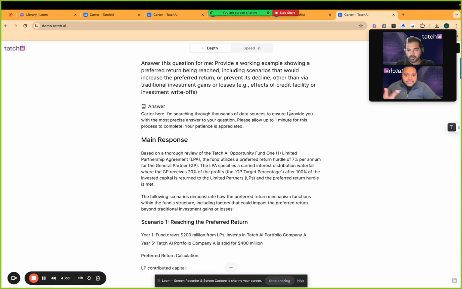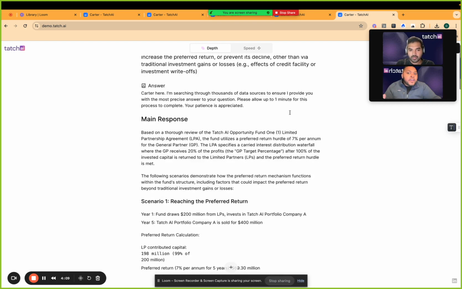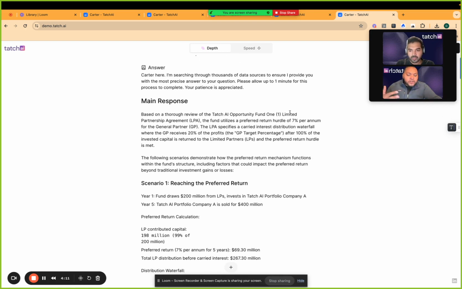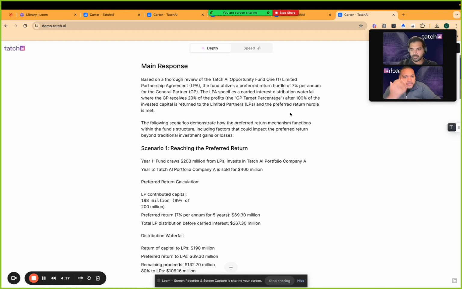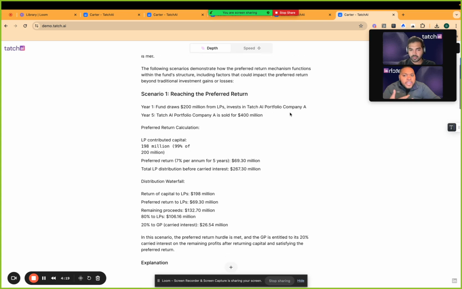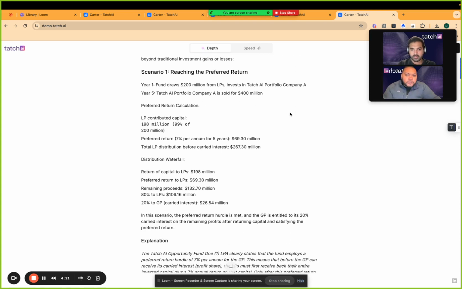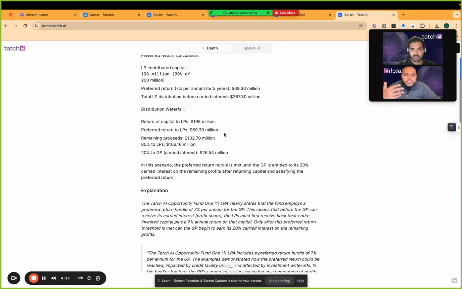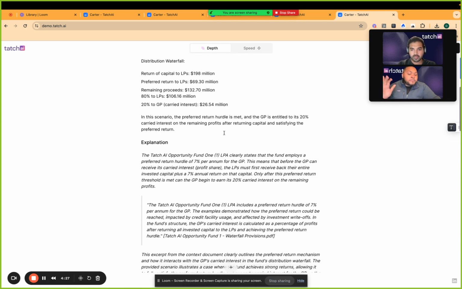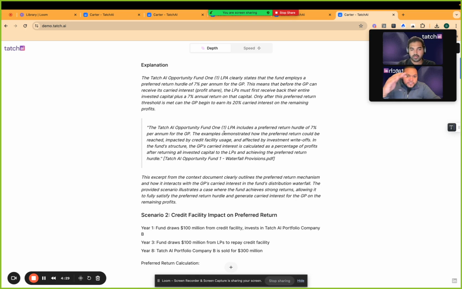The last one here that I like is a working example showing a preferred return being reached, and going into some of the scenarios that might increase or decrease this preferred return. There are a couple of different ways Carter goes through this. Carter's trained on this kind of information, so he's making these examples up just as you would with his brain, so to speak, which is the model. The first scenario is basic: $200 million drawn from LPs, showing this distribution, which is a standard 80-20. So things happen as usual, and Carter explains how it all happened.